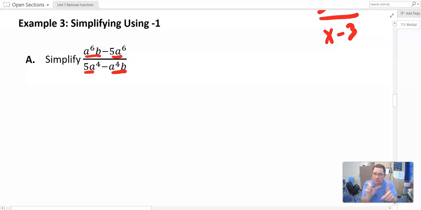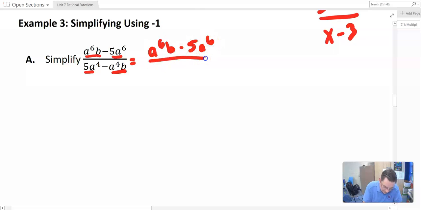And so that negative 1 is going to allow us to reverse that order and get those signs changed so that the signs will be the same. And so doing that first, we're going to get a to the 6th b minus 5a to the 6th over negative 1 times a to the 4th b minus 5a to the 4th.